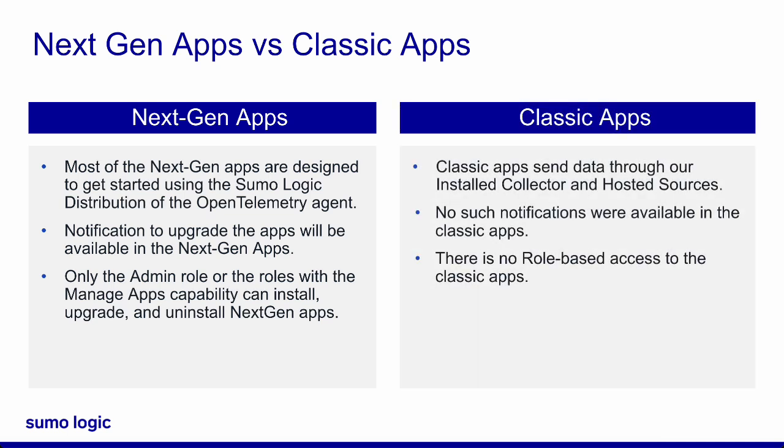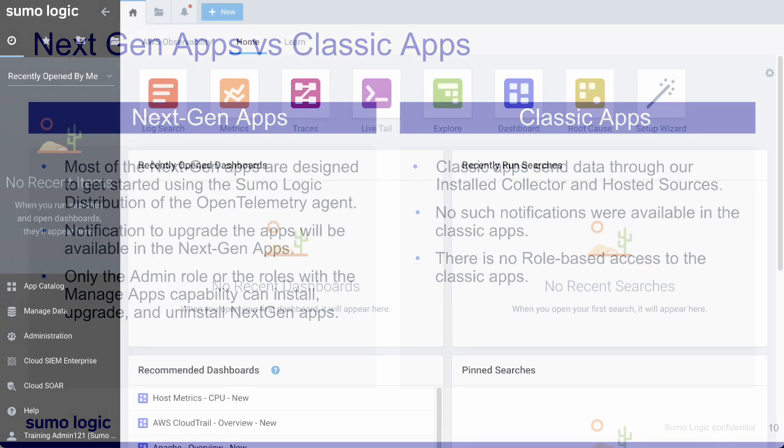Classic apps, on the other hand, send data through our installed collector and hosted sources. A notification to upgrade apps will be available in the NextGen apps. Only the admin role or the roles with the Manage Apps capability can install, upgrade, and uninstall NextGen apps. There is no role-based access to the classic apps.